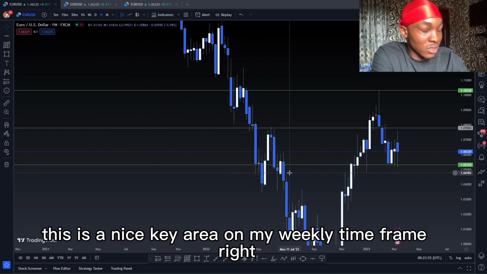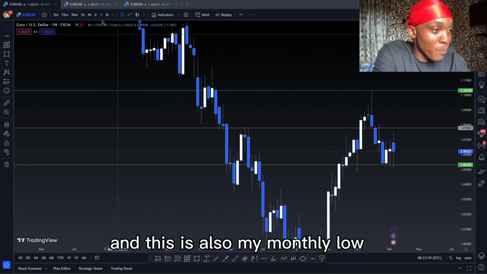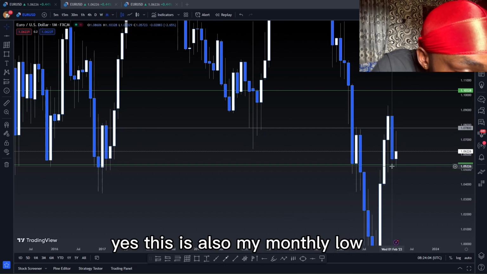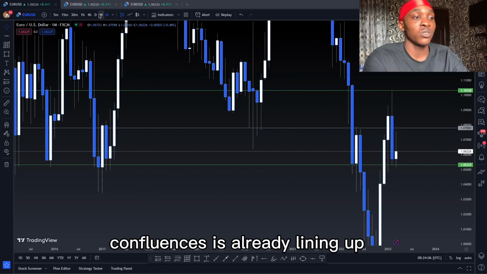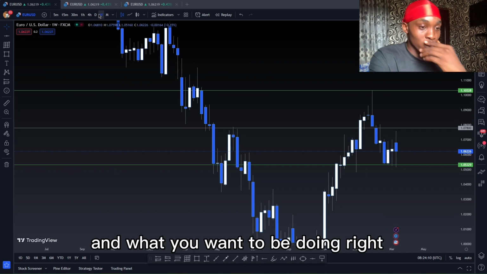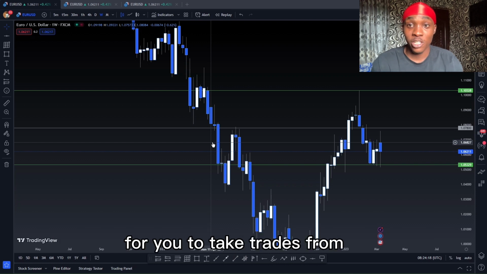This is a nice key area on my weekly time frame, right? And this is also my monthly low, if I'm not mistaken. And yes, this is also my monthly low. You can see two confluences already lining up to show the validity of a level. And what you want to be doing, right, is knowing how valid a price level is for you to take trades from.